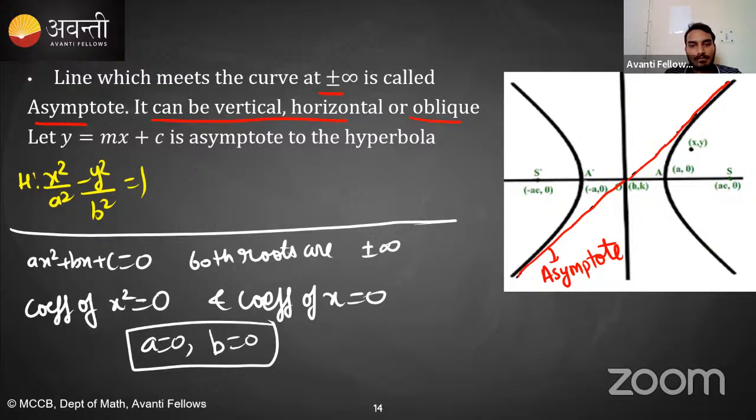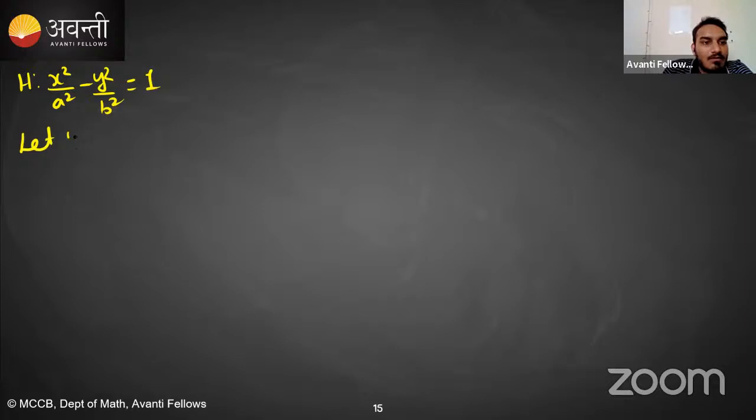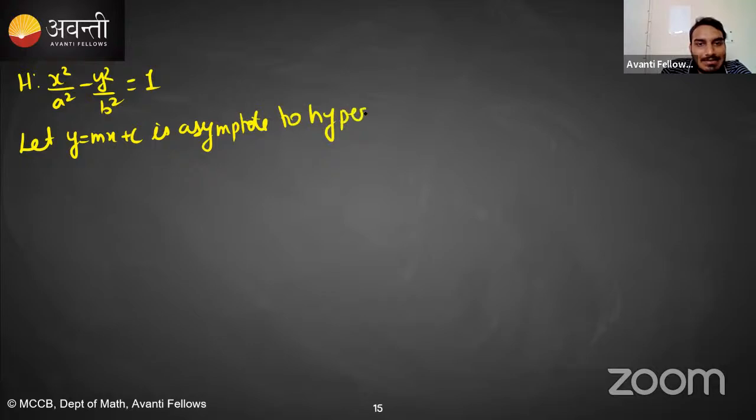Clear everyone? Okay. So now let's come to the asymptote. The curve is a hyperbola, x square upon a square minus y square upon b square is equal to 1. Let y is equal to mx plus c be an asymptote to the hyperbola. Okay, let's say this is a line which is an asymptote for this hyperbola.